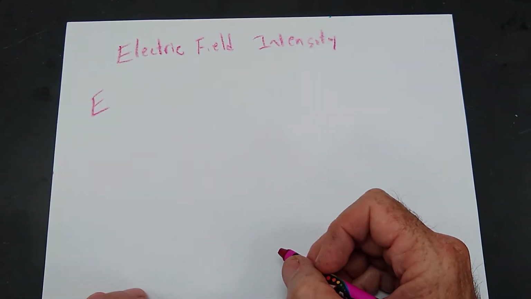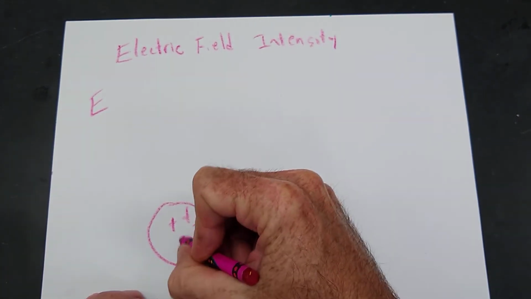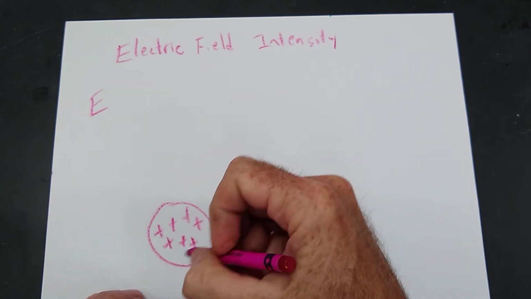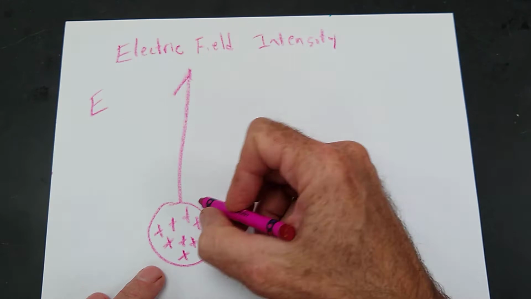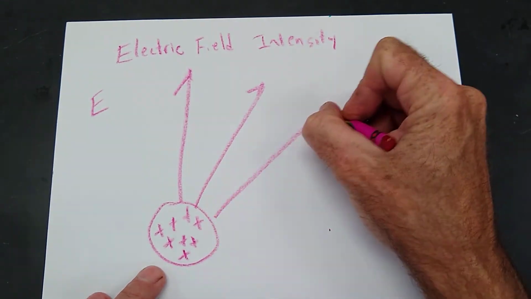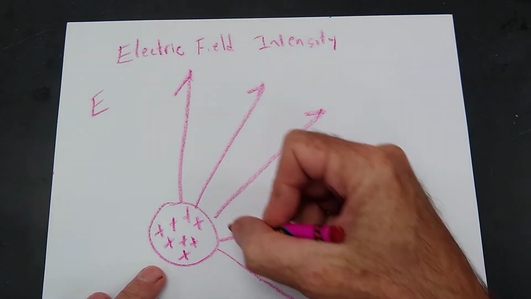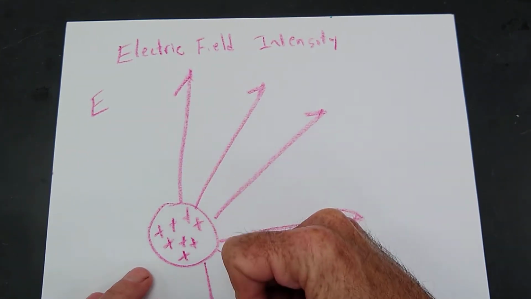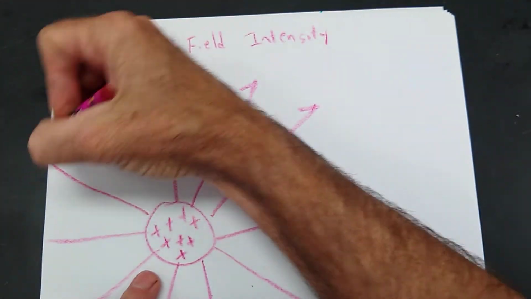Now, let's say we have a pile of positive charges here, a pile of electrons, okay? And they are obviously going to be sending out an electric field 90 degrees to the surface here, emanating into free space in all directions. Everybody agree with that?